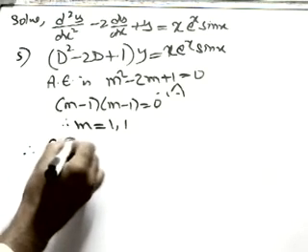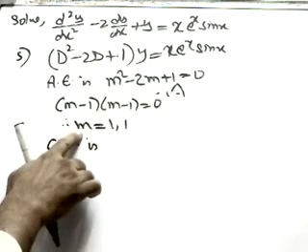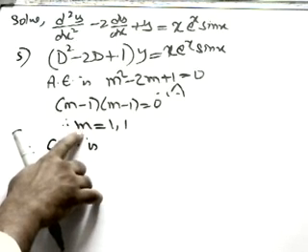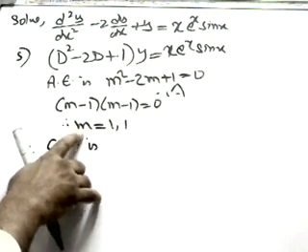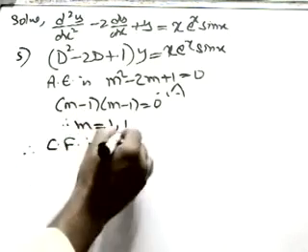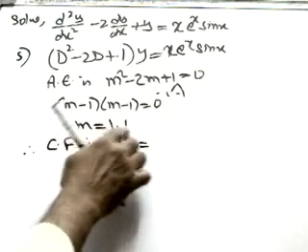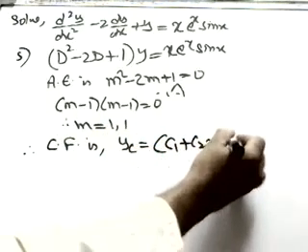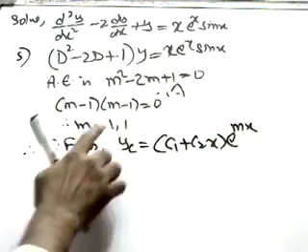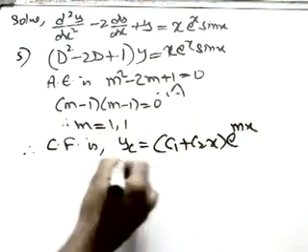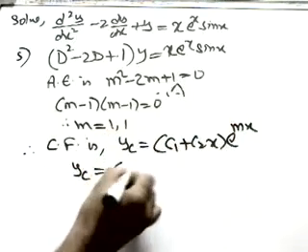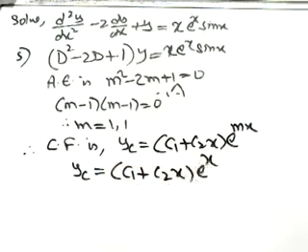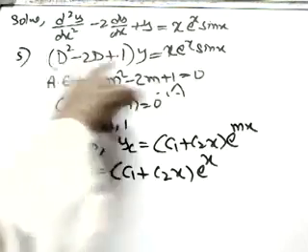We are getting repeated roots. Therefore complementary function is type 2. Those who don't know about complementary functions, try to see Part 1. In Part 1 I have explained all the methods. So complementary function is yc equals, since m values are same, we are having case 2, (c1 plus c2 x) e power mx. Here m value is 1, so 1 into x will be x. So we got yc equals (c1 plus c2 x) into e power 1x, means e power x.